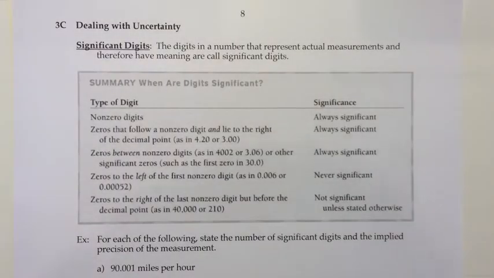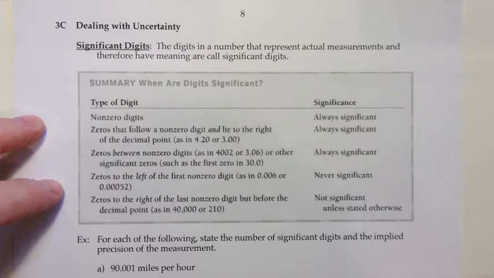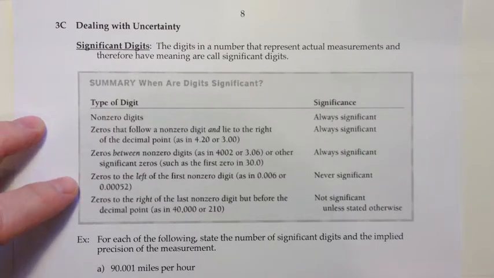Section 3C from the back of the book, dealing with uncertainty. In this section we're going to look at the topic of significant digits, and those are the digits in a number that represent actual measurements and therefore have meaning. They are called significant digits. So we have a table here that gives a summary of whether or not a digit is considered significant.